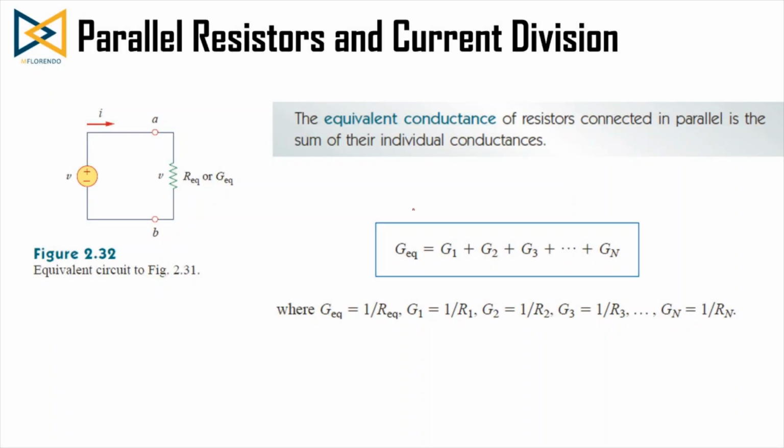Now, if we will get the equivalent conductance of resistors connected in parallel, again, sa-substitute lang natin yung ating equation for resistance sa conductance, yung reciprocal niya, and we will get this. The equivalent conductance in a parallel connected resistors is this one.